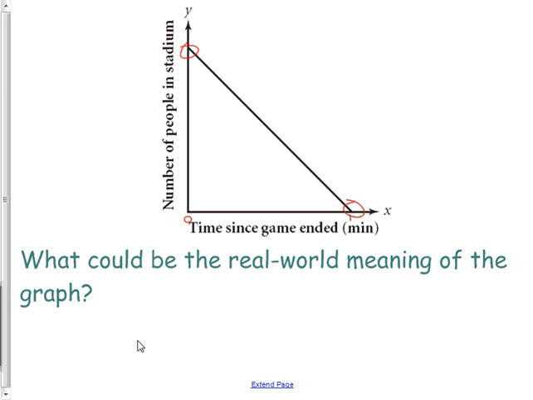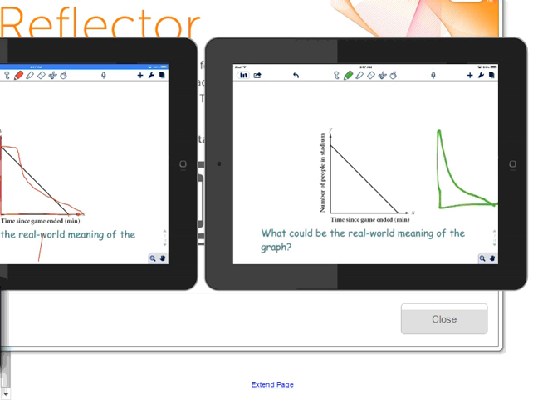All right, I'm going to pause for a second and have a kid put their graph up on the screen here. Okay, I got two kids' graphs up here, and one person with the green graph was showing that basically people were running out of the stadium right at the beginning, and that's kind of true. Could you make the argument that the red graph actually happens? What would that mean?